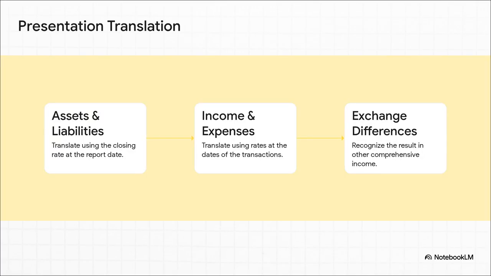And the standard gives us a very clear three-step recipe for this. First, you take your whole balance sheet, all your assets and liabilities, and you translate them using the year-end closing rate. Second, you take your income statement, all your sales and expenses, and translate that using the rates from when those transactions actually happened. Now, because you're using different rates for different things, you're going to get a mismatch. And here's the really clever part. That difference doesn't mess with your profit and loss. Instead, it gets parked in a separate bucket in your equity.